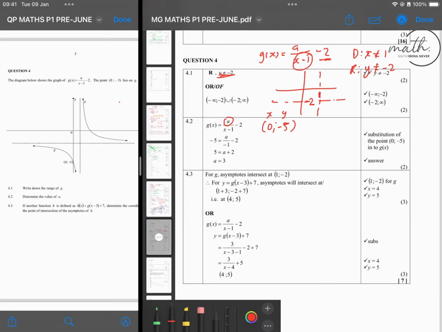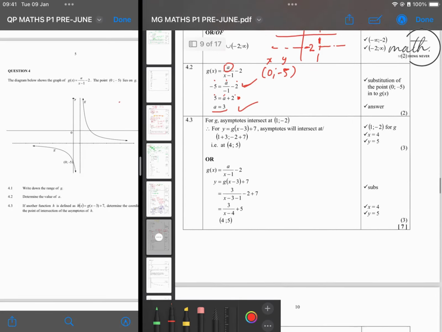So here, after substituting, they multiply by negative 1 everywhere. Here, here, and here. If you multiply here, you get positive 5, you get positive a here, you're going to get positive 2, and then you move the 2 to that side. You can use whatever method. The marks are on substitution of that point, and also just getting the a. The method of how you get to the a doesn't matter.